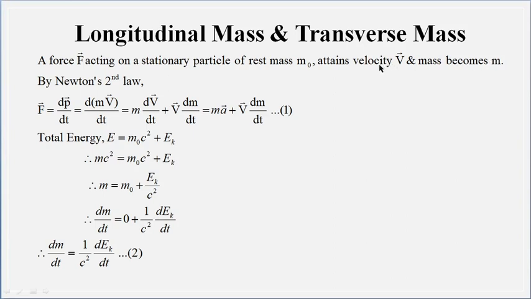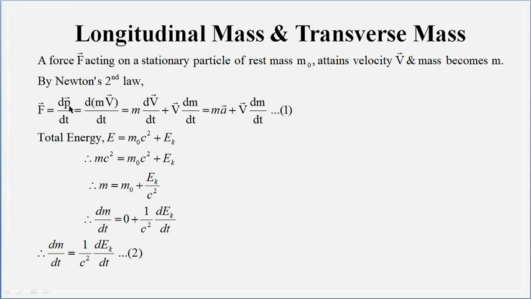So we have this formula, m equal to m0 divided by root of 1 minus v square by c square. Now let us apply Newton's second law. Since the body is moving, you can apply Newton's second law. The body started moving because of a force, vector F, and by Newton's second law, the force is the rate of change of momentum, so d vector P divided by dt.